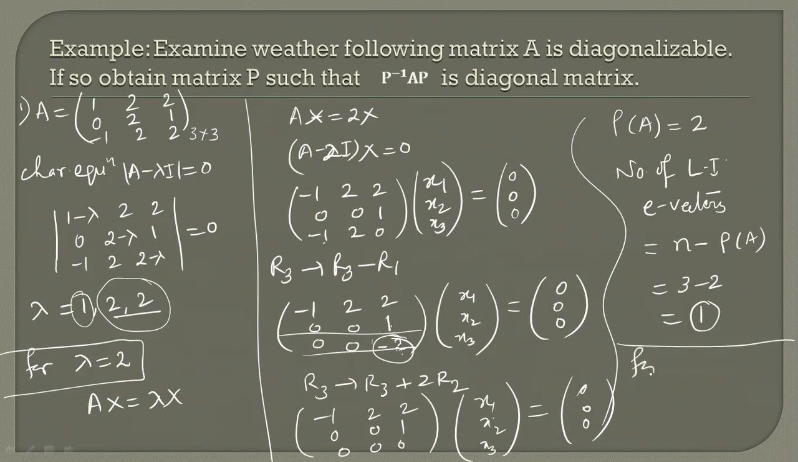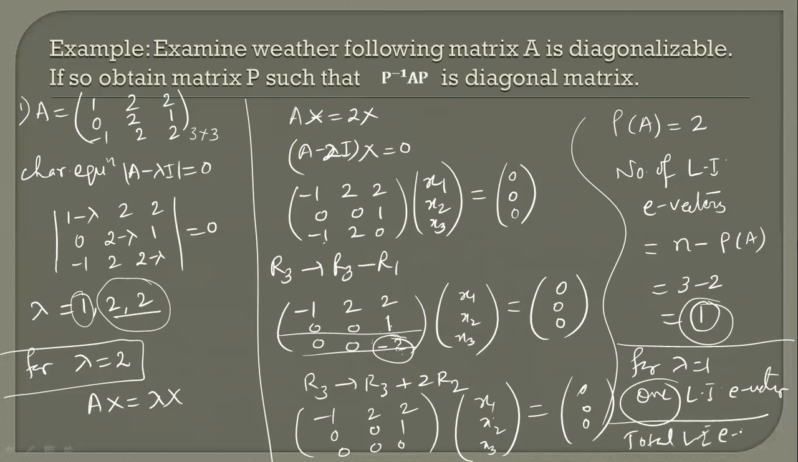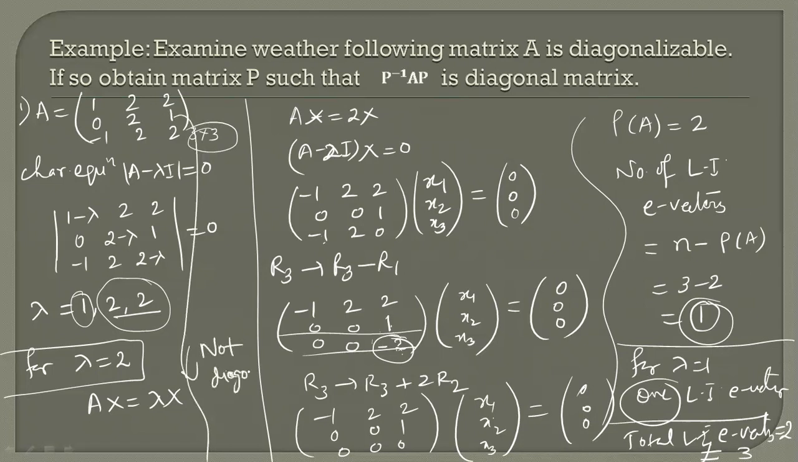And we all know that for lambda equal to 1, we will get one linearly independent eigenvector also. So the total linearly independent eigenvectors are 1 plus 1, equal to 2, which is not equal to 3, the order of the matrix. So this matrix A is not diagonalizable. Let's see the next example.